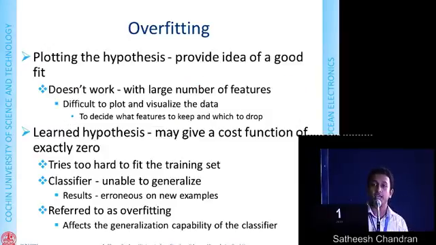Even though plotting the hypothesis may provide an idea of a good fit, it doesn't work when we have a large number of features, because it is difficult to plot and visualize the data and decide which features to keep and which features to drop. In such a scenario, the hypothesis may give a cost function of almost zero by trying too hard to fit the training set, and thus the classifier becomes unable to generalize to new examples, and the results may become erroneous. This is referred to as overfitting, which affects the generalization capability of the classifier.